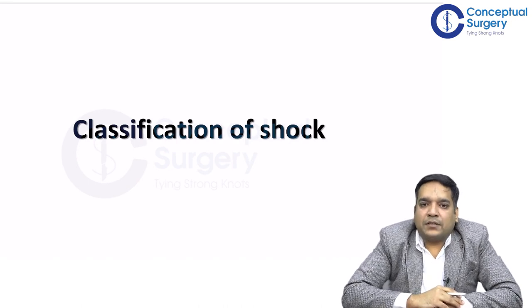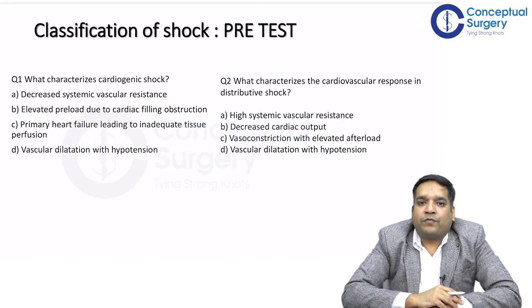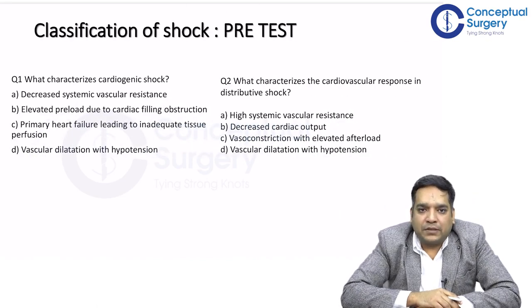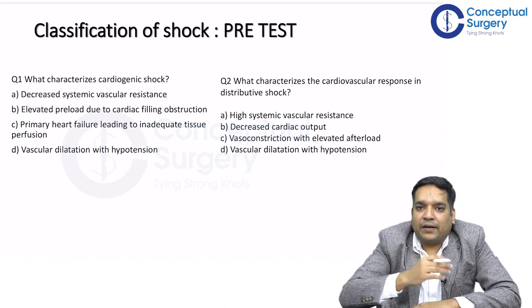So, guys, I am going to discuss the classification of shock. We are going to discuss some MCQs first. What characterizes cardiogenic shock? Choice A, decreased systemic vascular resistance. B, elevated preload due to cardiac filling obstruction. C, primary heart failure leading to inadequate tissue perfusion. D, vascular dilatation with hypotension. I would request the students to type the answer in the chat box. This will make the process more interactive.